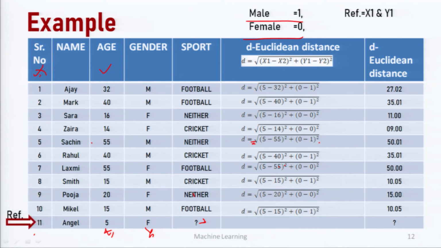So, x1 is 5, and the second thing is that female is assigned 0. Now, x1 minus x2, this is x2, and the whole square plus... she is female, so 0, he is male, so 0 minus 1, the whole square. And when we find the square root of the sum, we will get 27. Similarly, we will take the next sample and do the Euclidean distance calculation.